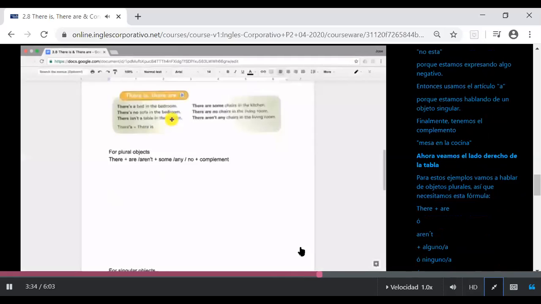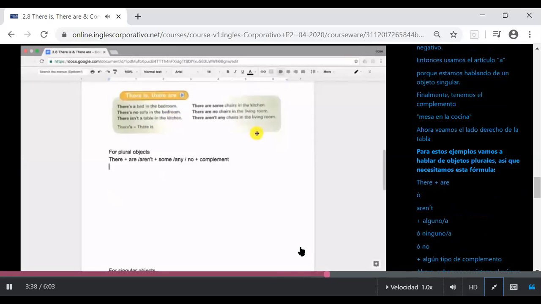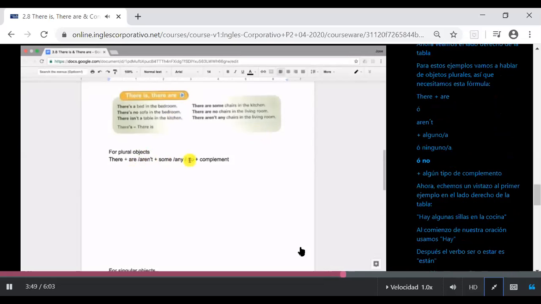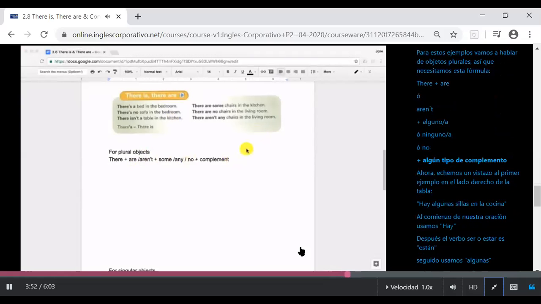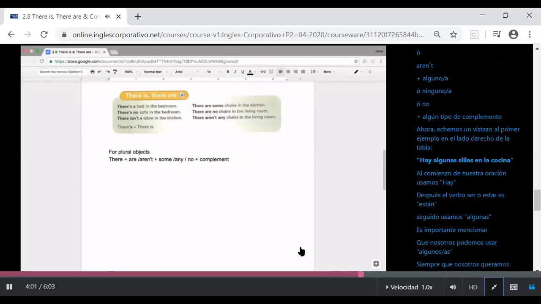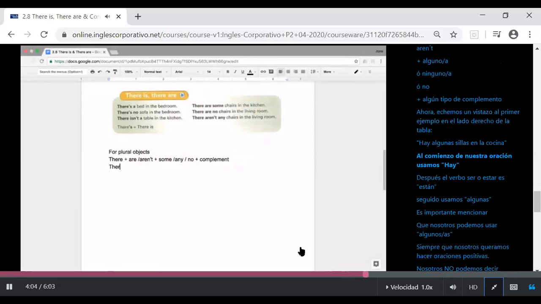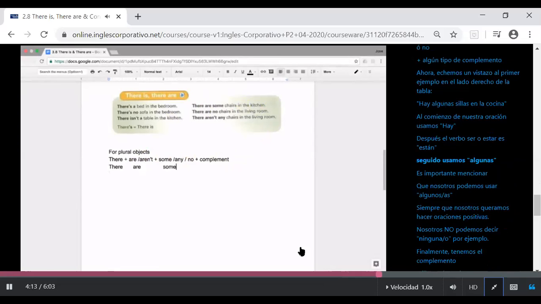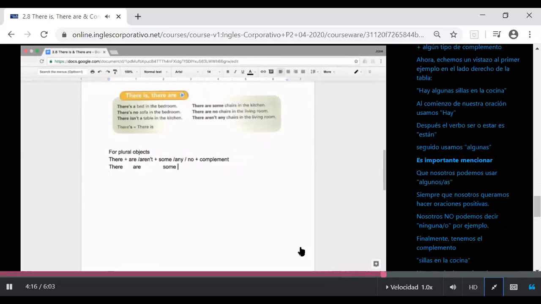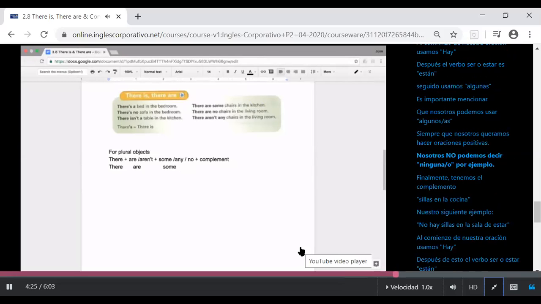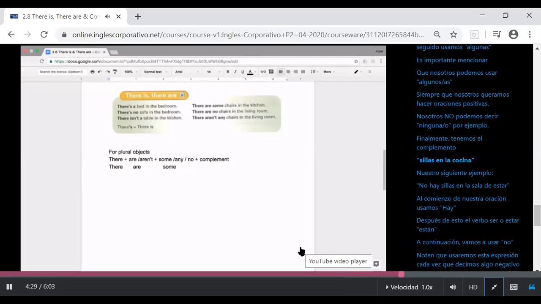Now, let's look at the right-hand side of this chart. For these examples, we're going to talk about plural objects. So we need that formula, there plus are or aren't, plus some or any or no, plus some kind of complement. Now let's look at the first example on the right-hand side of the chart. There are some chairs in the kitchen. At the beginning of our sentence, we use there. After that, the verb to be, are. Next, we use some. It's important to mention that we will use some whenever we're making positive statements. We can't say any, for example. Finally, we have the complement, chairs, in the kitchen.